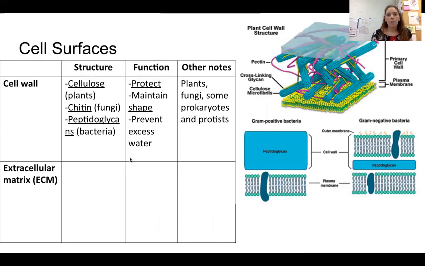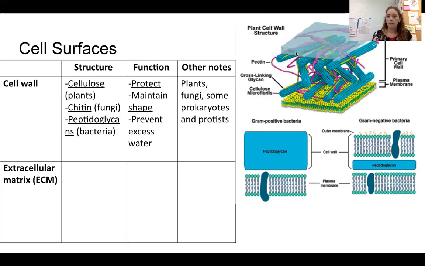With our cells, there are some additional cell surfaces that allow for permeability and transfer or slow it down. First one is the cell wall. We find cell walls in plant cells, fungus cells, and bacterial cells. The function is all pretty much the same regardless of what they're made of, and you do not need to know all the individual components of the cell wall. What you need to know is that the cell wall is there to protect, it helps maintain shape, and it prevents excess water loss, or water movement, I should say. It makes it harder for water to leave because now it's got to pass through that cell wall.